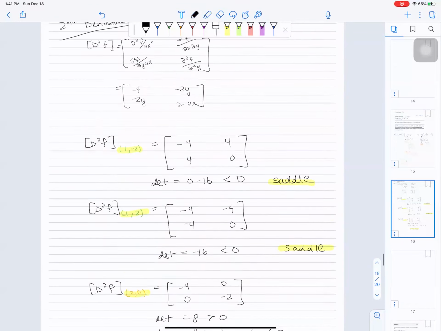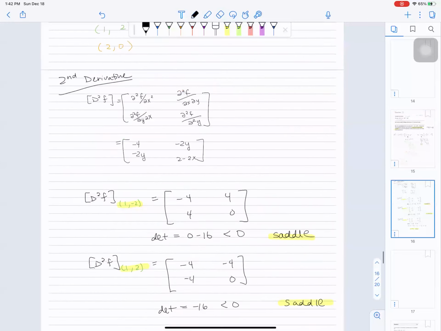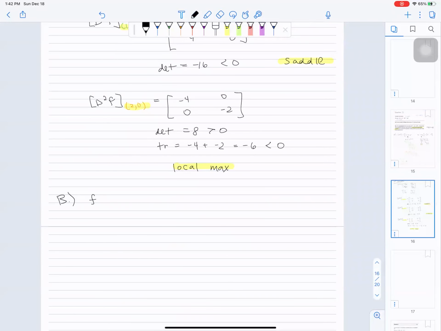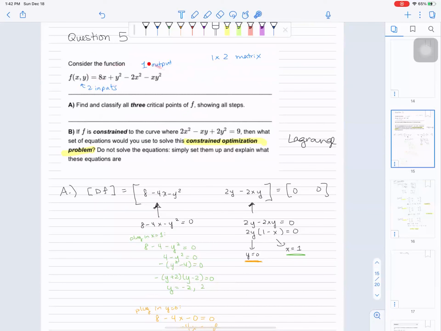Okay, part B. If f is constrained to the curve where this equals 9, then what set of equations will be used to solve the constrained optimization problem? So whenever I see constrained optimization, immediately think Lagrange. That's what you want to think. Lagrange says, given some function f and some constraint g, we can set up the equations as gradient of f equals lambda gradient g. What is f? F is the function they give me, the 8x plus y squared minus 2x squared minus xy squared. What is g? G is my constraint.